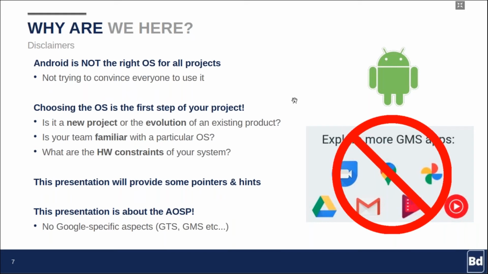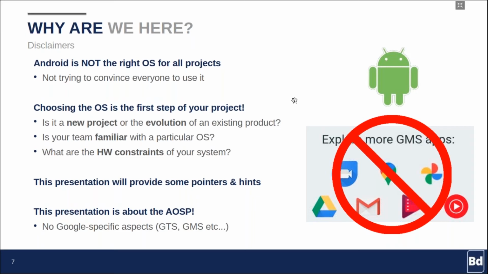But before looking into the OS architecture, I wanted to give a few disclaimers. First, I'm not trying to convince anyone that Android is the solution for every project, because it is not. Instead, an OS for an embedded product has to be chosen carefully and depends on many different factors, like do you have an existing product that you're evolving? Do you have existing source code that you're trying to keep as legacy? What are the skills of your team? And what are your budget constraints? So all of those are questions that you need to ask yourself when choosing your operating system.